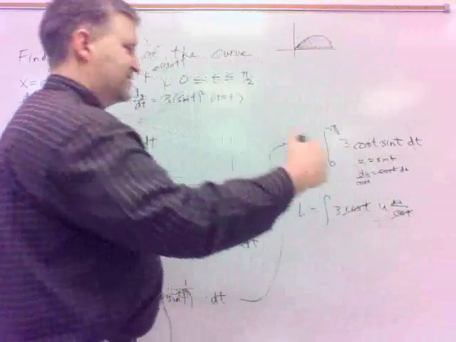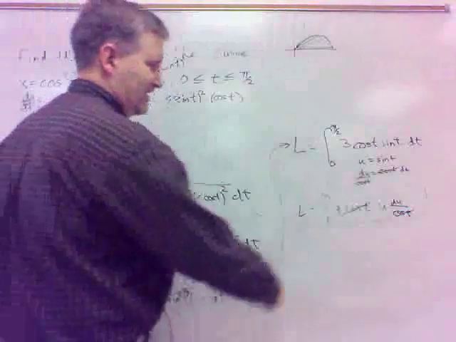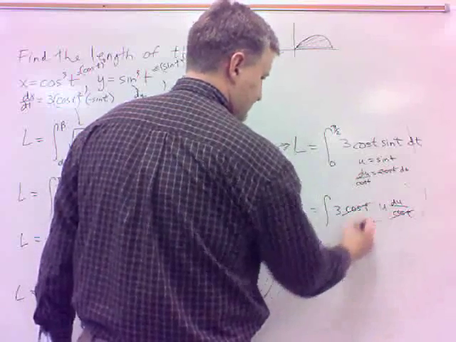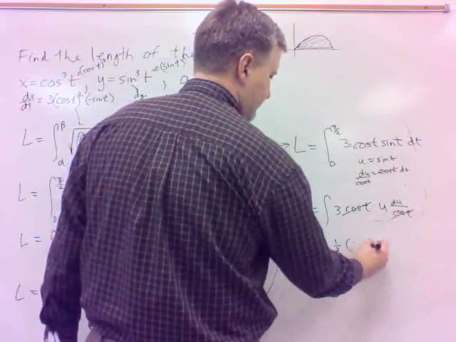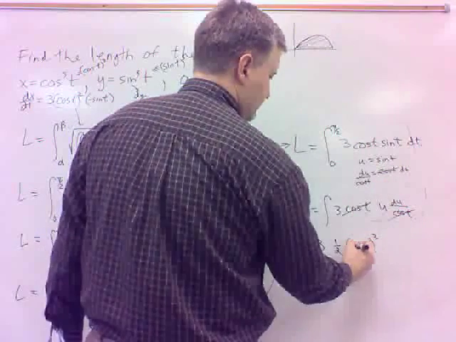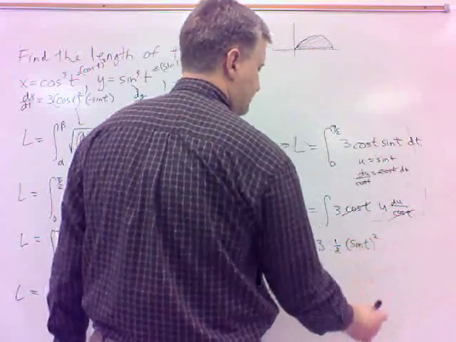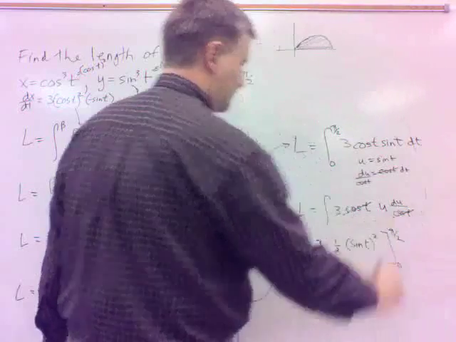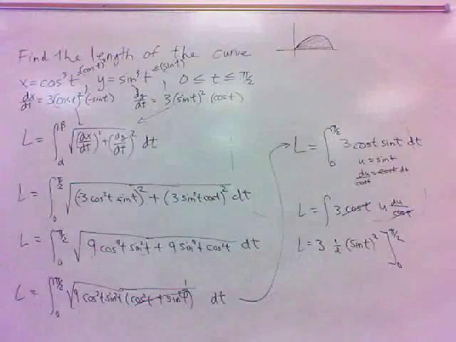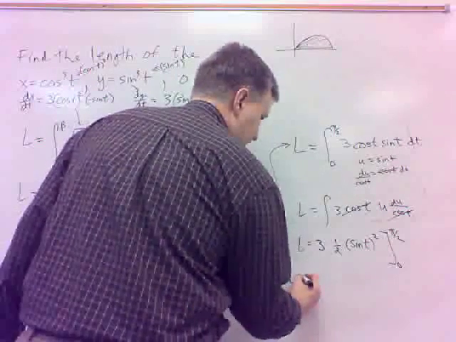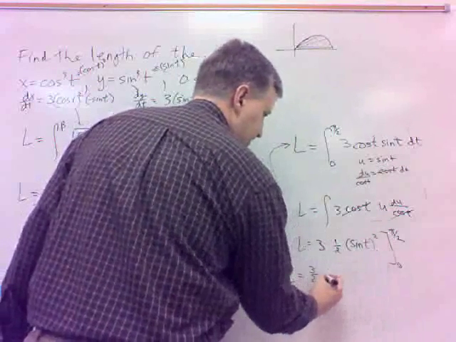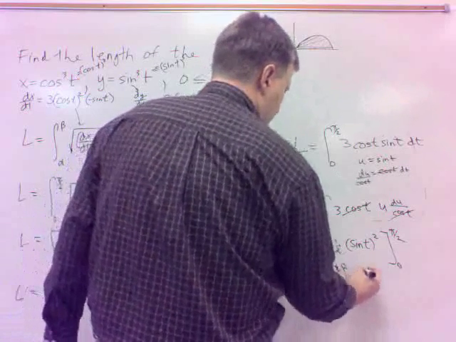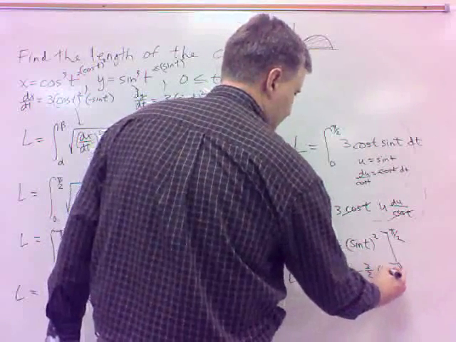Works out because now it's just 3u du. That's just 3 times 1/2 u squared. But the u is sine, so it's 1/2 of sine t squared, from 0 to pi over 2. Okay? Which, if I plug that in, I'll have 3/2 sine of pi over 2 squared minus 3/2 sine of 0 squared.